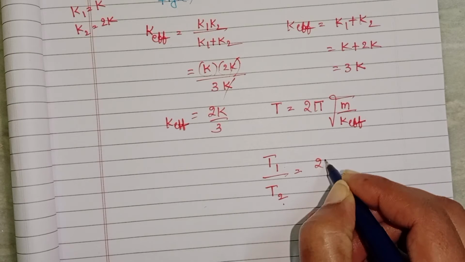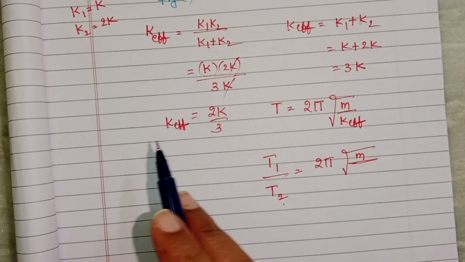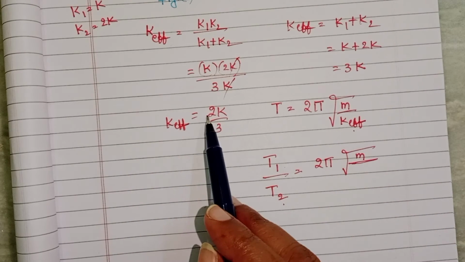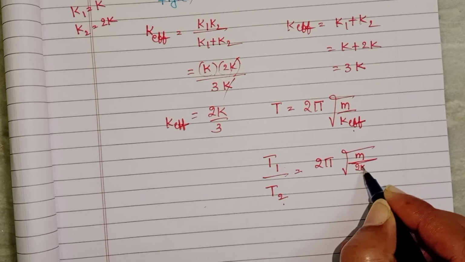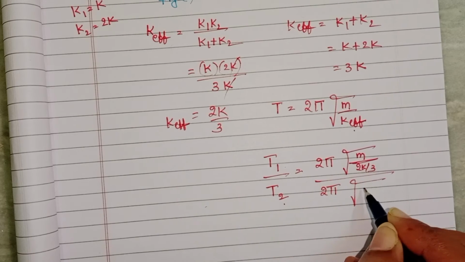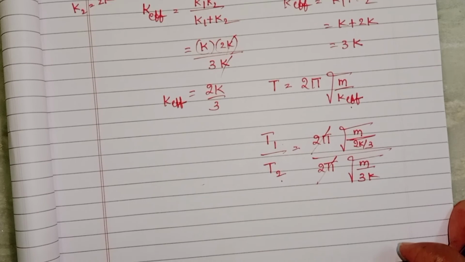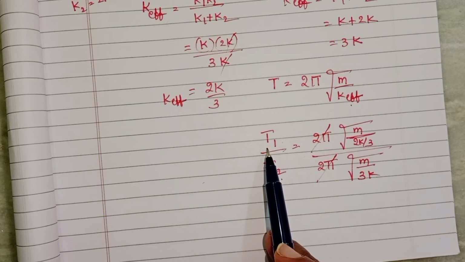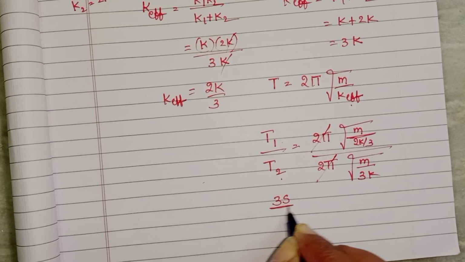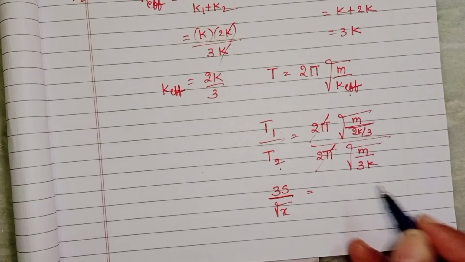2 pi square root of mass is constant in two figures. Same mass is connected. In place of K effective, substitute 2K by 3, by 2 pi into square root of M by 3K. 2 pi gets cancelled. In the first figure, time period is equal to 3 seconds. And for the second, time period is equal to square root of x seconds.